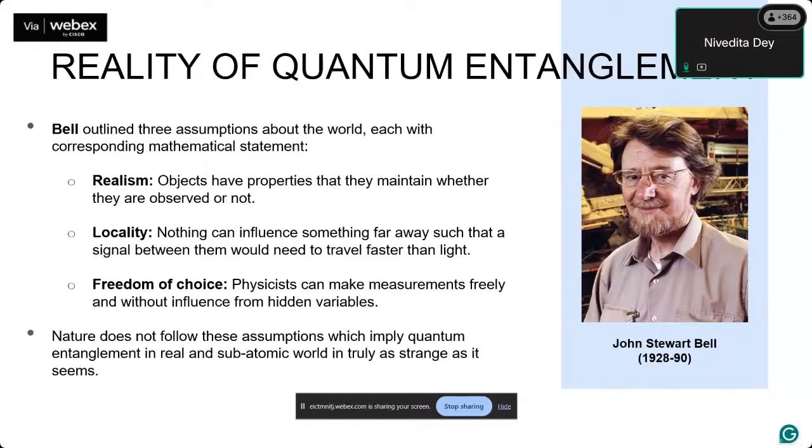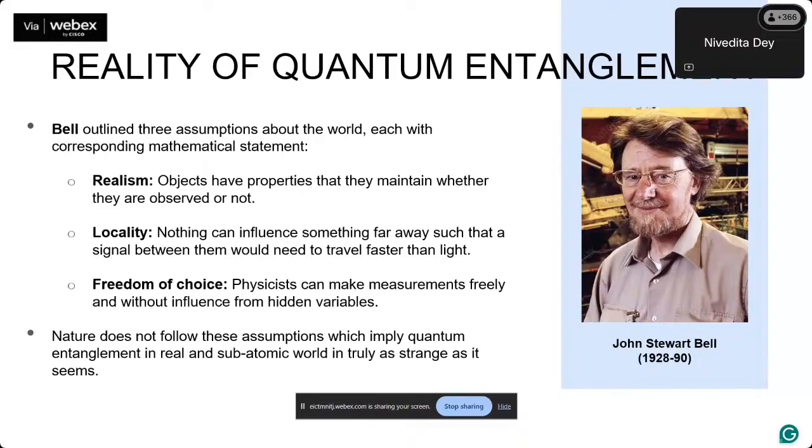Okay, so Bell outlined this, the scientist Bell, who we are talking about with Bell states. Bell outlined three assumptions about the world, each with a corresponding mathematical statement. One is realism: objects have properties that they maintain whether they are observed or not. Something is there in the universe, it is real, but maybe it is not observable, or there is no such apparatus with which we can properly observe it. But definitely it exists.